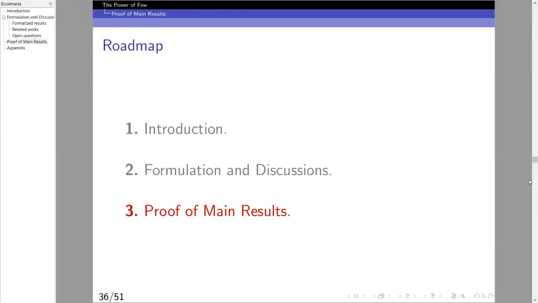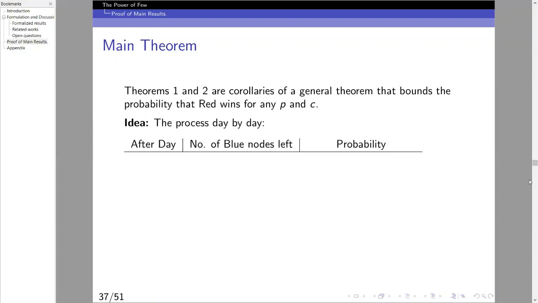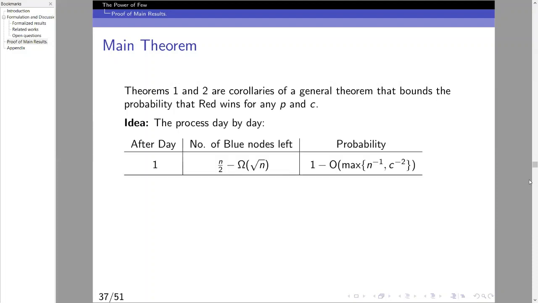And now let's prove the main results. Note that I'll only give a very rough sketch of the argument. The details will be in our paper. We'll prove a general theorem that implies both theorems 1 and 2. It also describes the process day by day. It says that for the first day, red will gain a square root of n advantage with probability 1 minus the maximum of 1/2, 1/n, and 1/c squared.